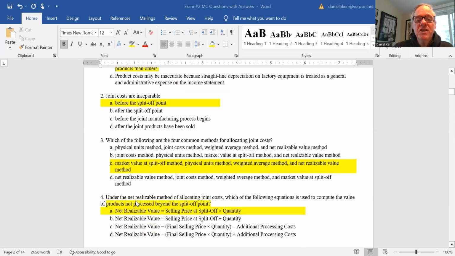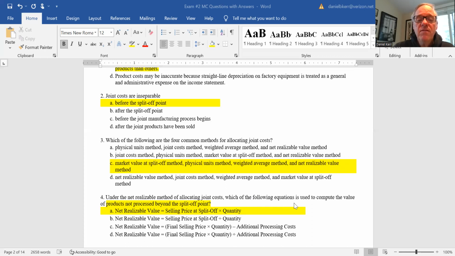Number 4, there was a little subtlety here. Under the net realizable value method of allocating costs, which of the following equations relates to computing the value of products not processed beyond split off? At the point of split off, if you have products that are processed further, you take their net realizable value and then you subtract out any additional processing costs. But you don't have that for those goods that are not processed beyond split off.